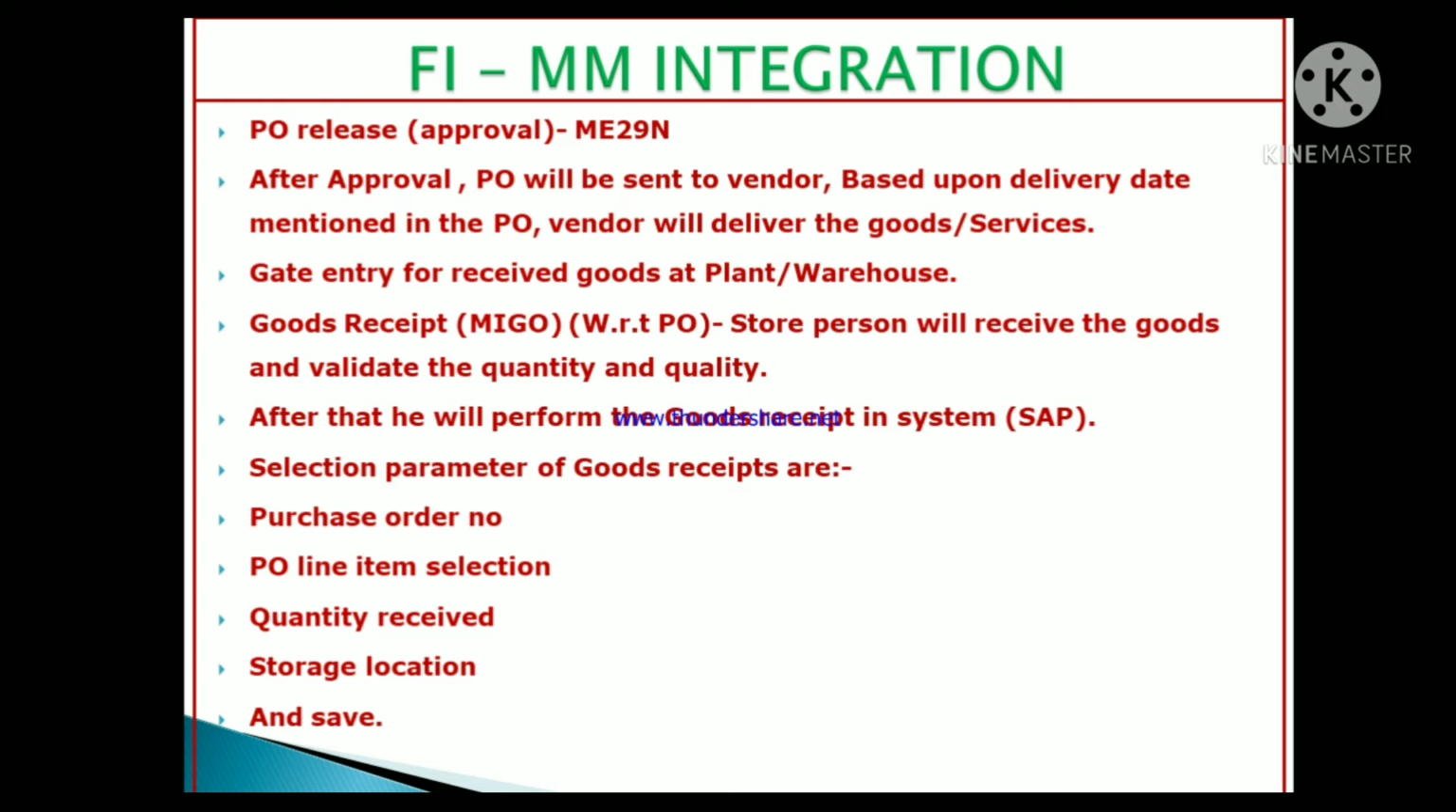So what are the selection parameters we select in a goods receipt entry? That is the purchase order number, PO line item selection, quantity received, how much quantity we received, and the storage location where we have received the material, and then we will save it. So this is the process of goods receipt, that is known as GR.